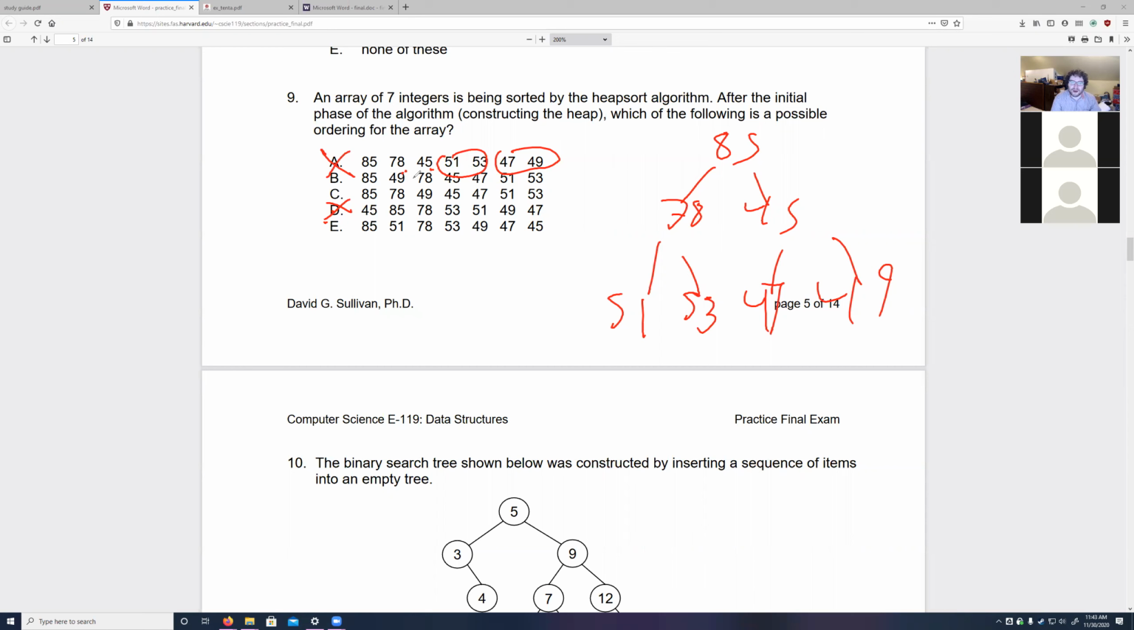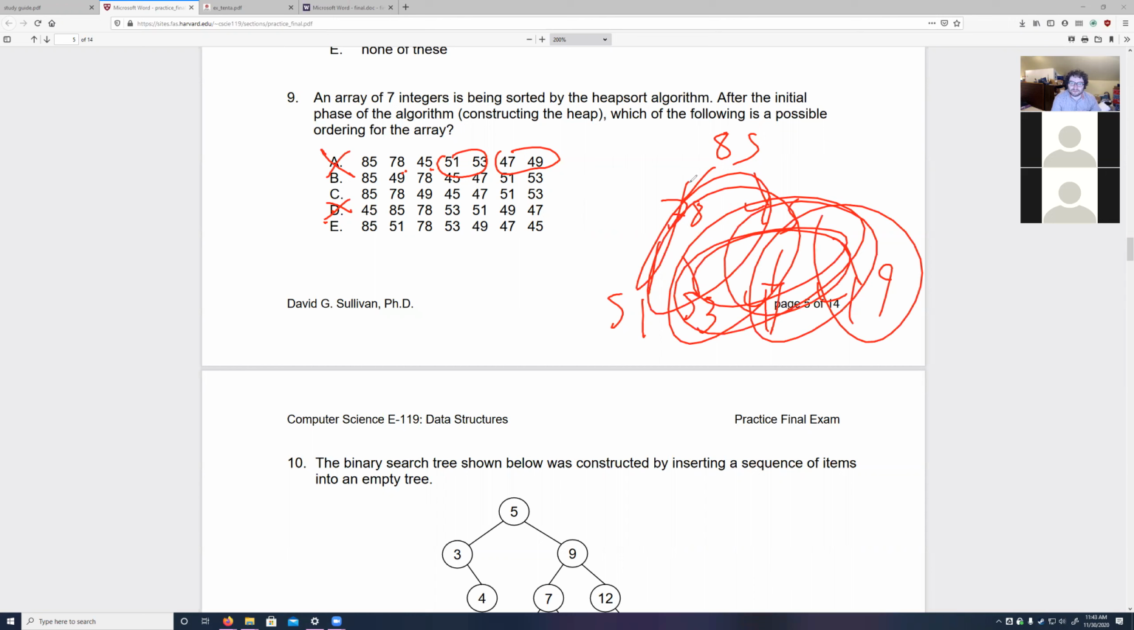We've got 85, 49, 78. Then 49 is greater than these two, 45 and 47. 78 is bigger than those two. So that seems to work. 85 is bigger than these guys. 78 is bigger than those two guys. 45 is smaller, so it can't be C. And now 85, 51 is smaller than 53, so it can't be this. So our answer is B, because that's the only thing that actually gets us a max heap. 85, 49, 78, 45, 47.